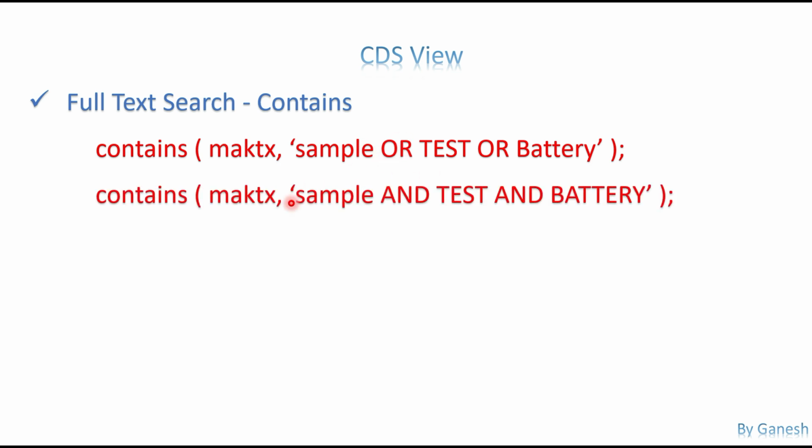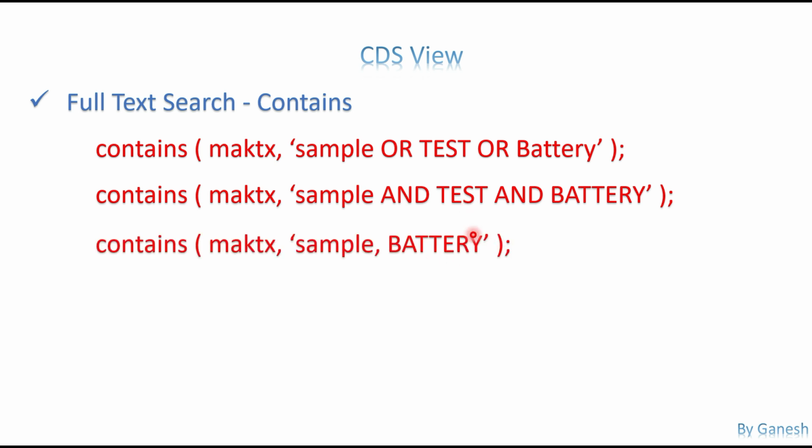The next is that you have an option of introducing AND and OR. Suppose I want to use three different values for one particular column: it may be sample or test or battery. In that case you have to use OR over here. By default it is AND. If you give sample, comma, test, comma, battery, by default it is AND. But if you want to use the AND operator specifically, yes, you can. This is the alternative for AND: sample, comma, battery. Then if both are satisfied, only those records are picked as results.